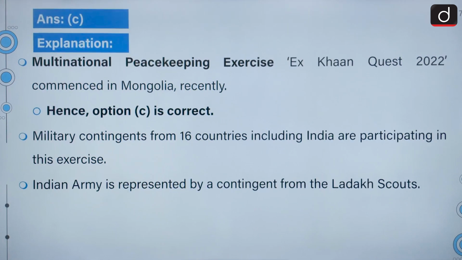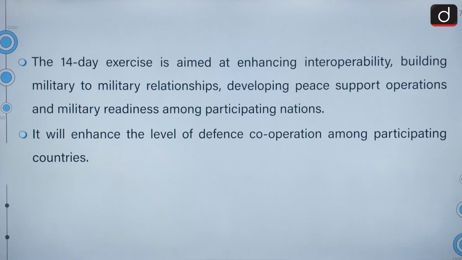Multinational peacekeeping exercise Khaan Quest 2022 commenced in Mongolia recently. Military contingent from 16 countries including India are participating in it. Indian Army is represented by a contingent from the Ladakh Scouts. The 14-day exercise is aimed at enhancing interoperability, building military-to-military relationships, developing peace support operation, military readiness among participating nations. It will enhance the level of defense cooperation among participating countries.